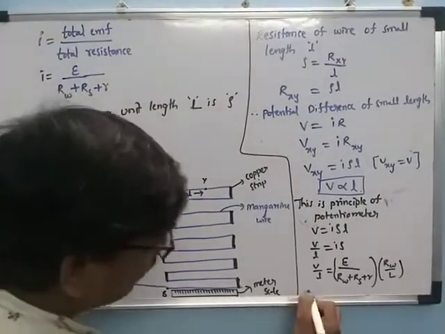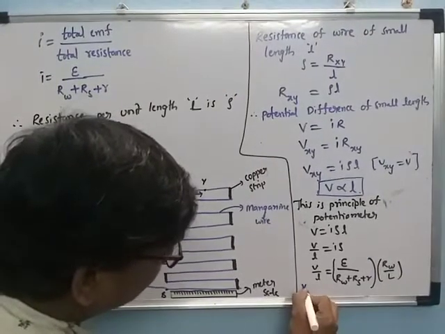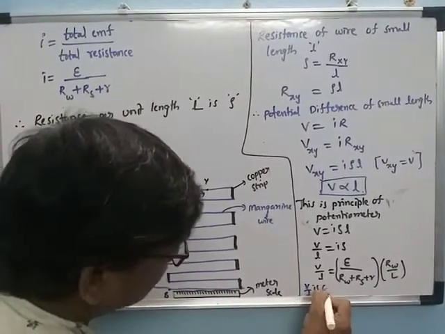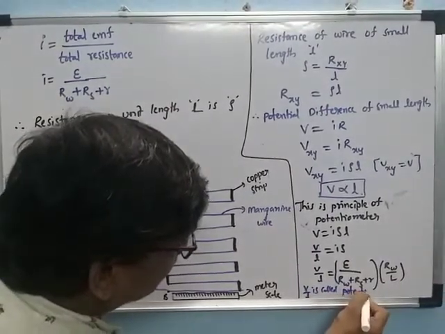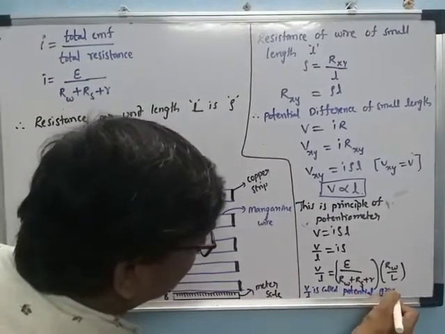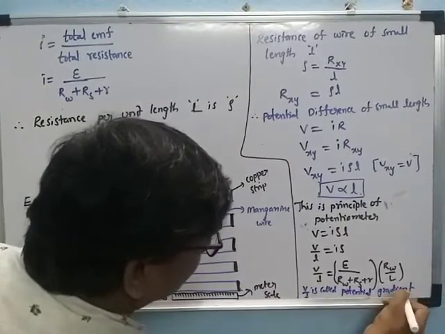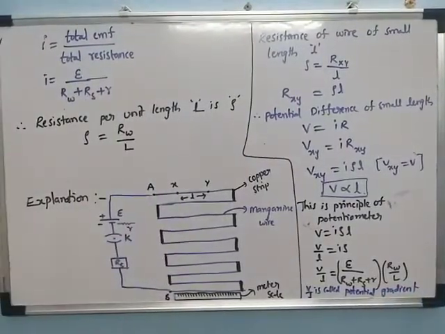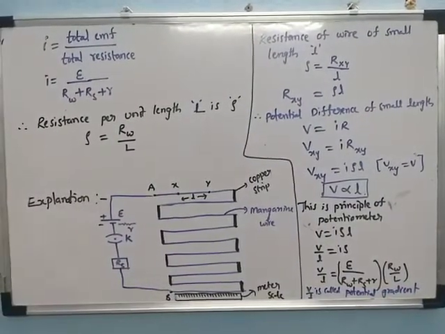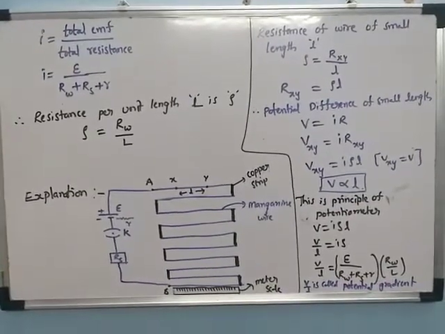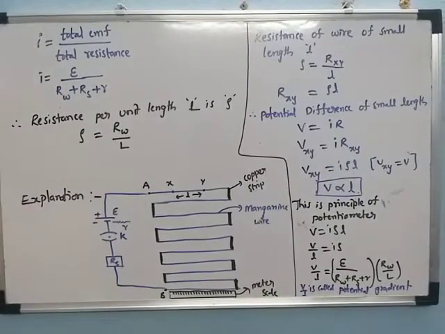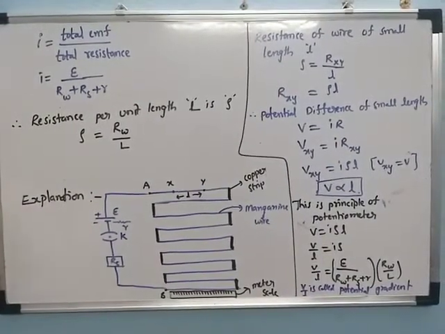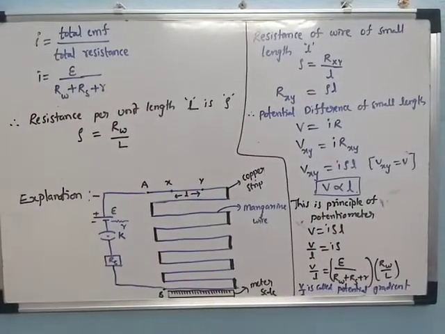Now this V by L is called the potential gradient. It is also said to be the potential drop per unit length. The formula is E by R_W plus R_S plus small r, into R_W by L.